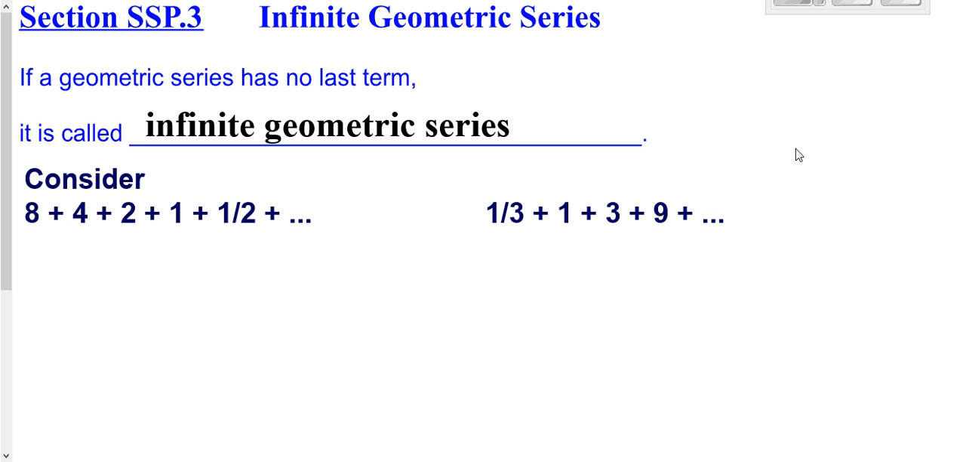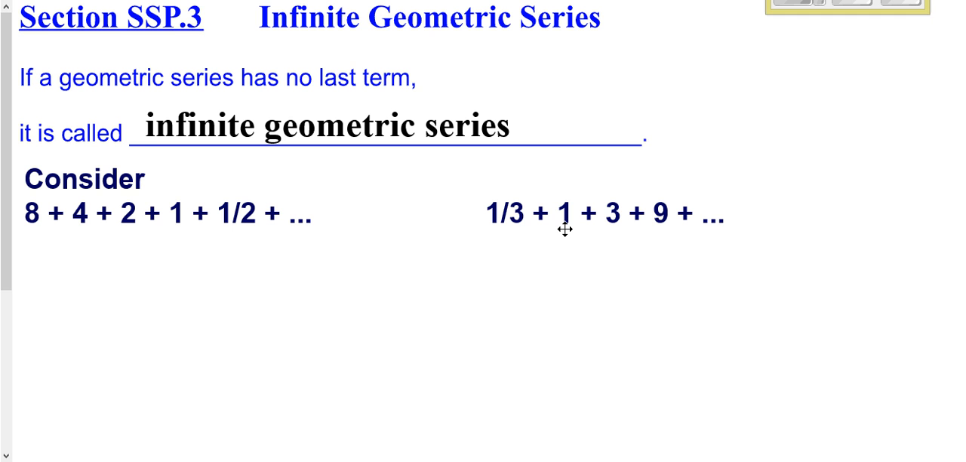In the last section, we looked at finding the sum of geometric series. But those were finite geometric series, where they only had a certain number of terms. If the geometric series goes on forever and ever, it's considered an infinite geometric series. Some infinite geometric series do have sums. Other infinite geometric series do not have sums. Consider this one over here.